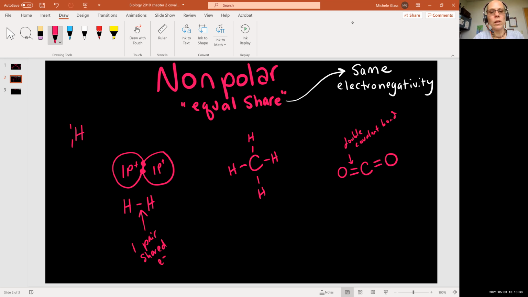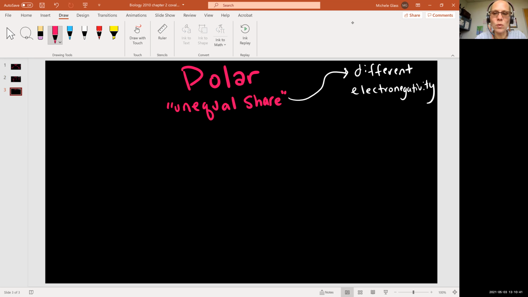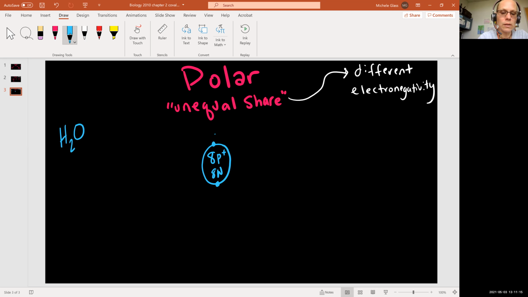When we look at a polar molecule, we have an unequal sharing, or we can say this as a different electronegativity. So what we're really saying here is that some of these electrons or all of these electrons are more attracted to one nucleus than to the other. Now, water is our classic example of a polar molecule. Water's molecular formula is H2O. So let's draw oxygen. Oxygen has atomic number of 8. So I can put 8 protons in the nucleus, 8 neutrons in the nucleus.